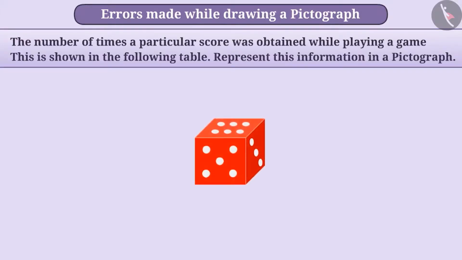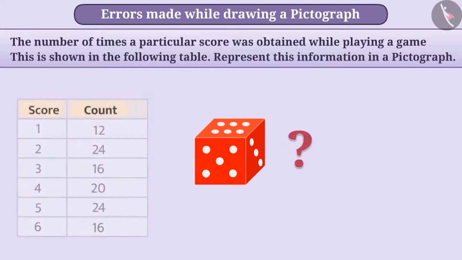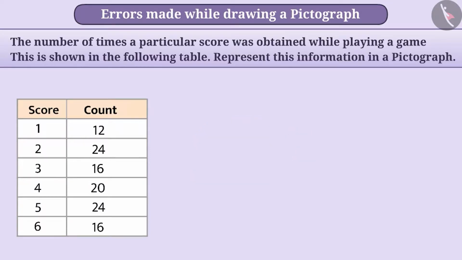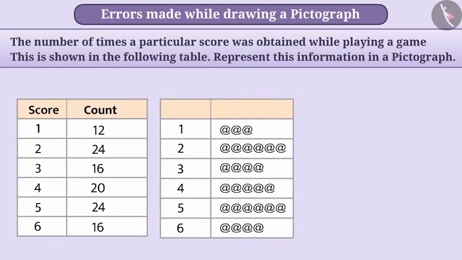Now, let's understand the errors made while drawing a pictograph. Question: the number of times a particular score was obtained while playing a game is represented in the following table. Represent this information in a pictograph. From the given information, a child made the following pictograph. Is there any error in this? Stop the video and think.